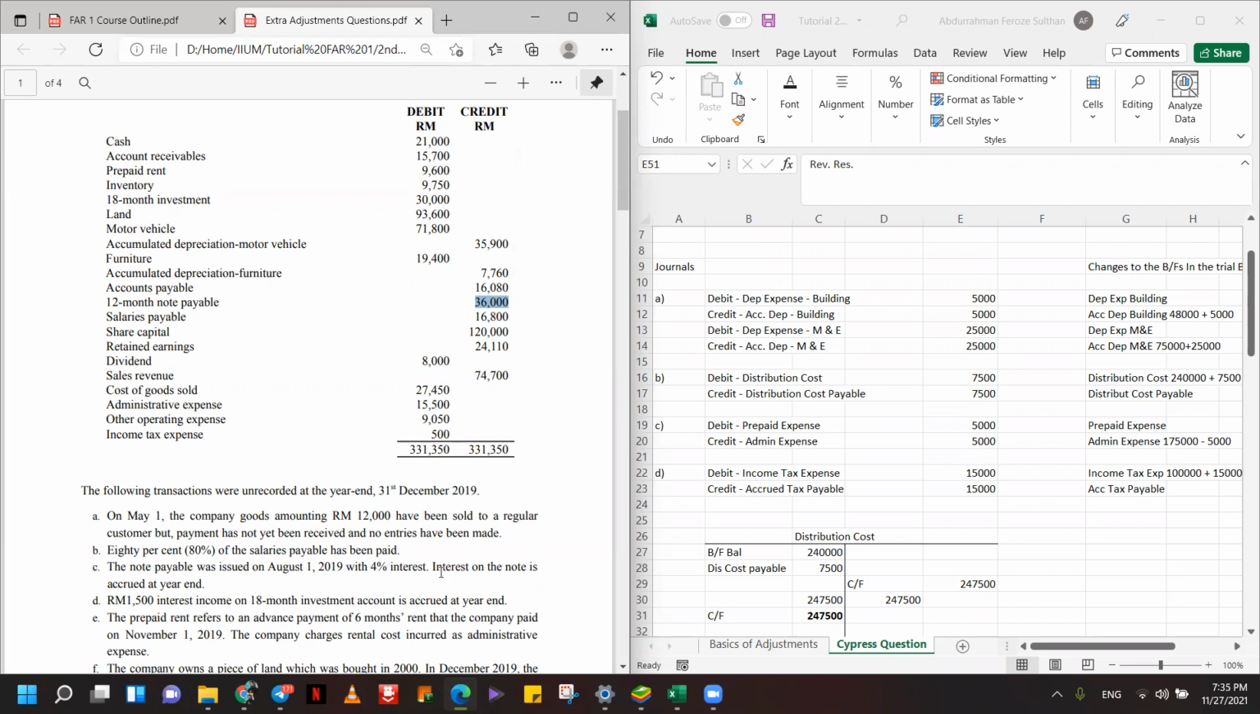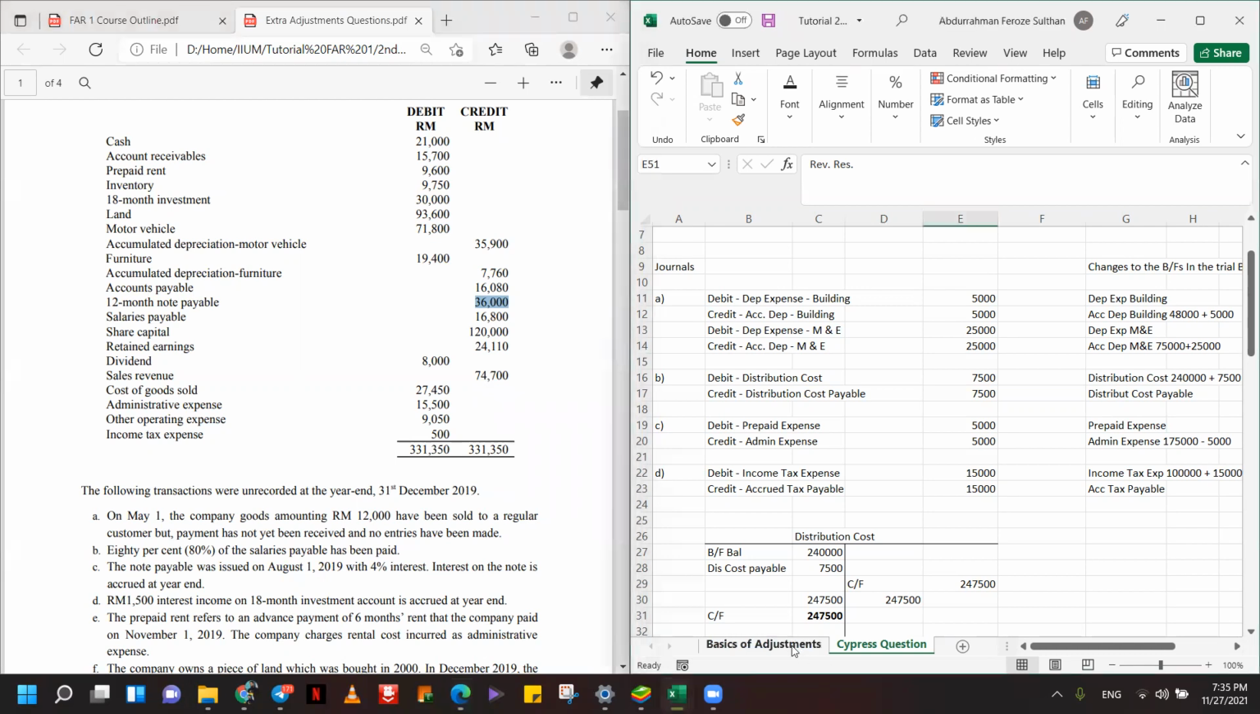However, the interest that is relevant to this year is a 5-month period. So it's August, September, October, November, December. So you take 36,000 times 4% times 5/12, correct? That is 600. So 600 ringgit worth of expenses have been accrued at year end.